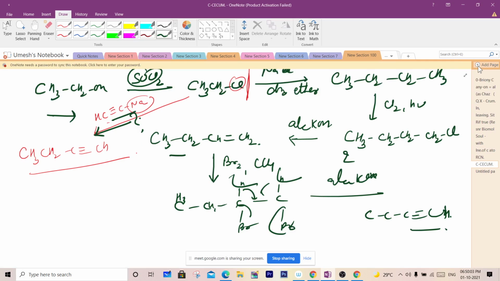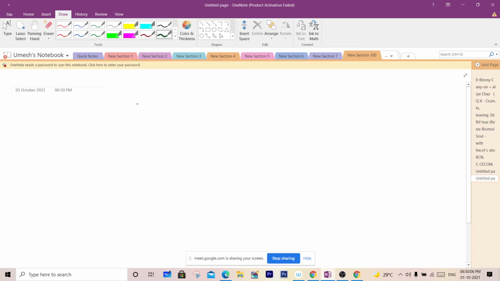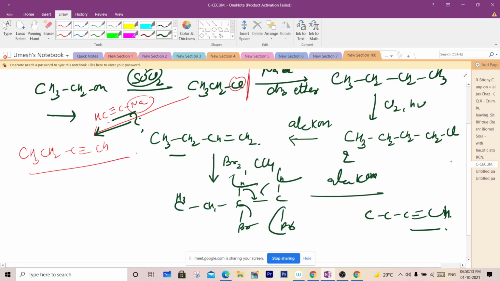So can you take the previous page? You want to note down? Can you repeat the name of NaC triple bond CH? Sodium acetylide. This is known as sodium acetylide. A-C-E-T-Y-L-I-D-E.